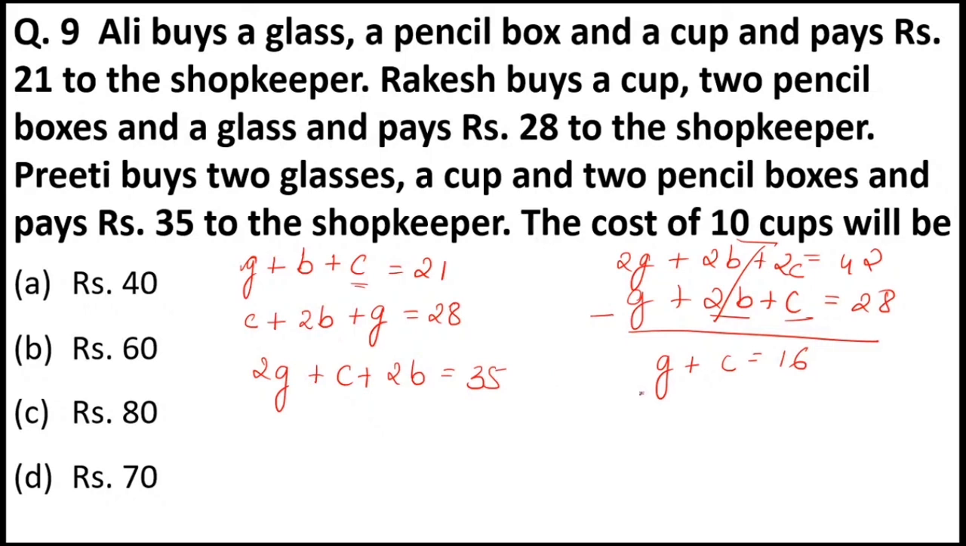And you have got the value of G plus C. So G plus C is 16. Okay. You're getting what I'm trying to do. G plus B plus C is equal to 21. So G plus C is 16. So B is equal to 21 minus 16 gives you 5. Okay. B is 5 for you.